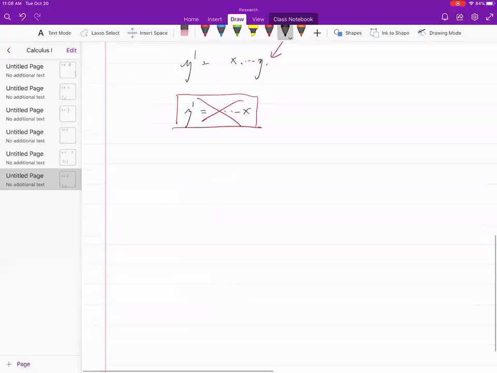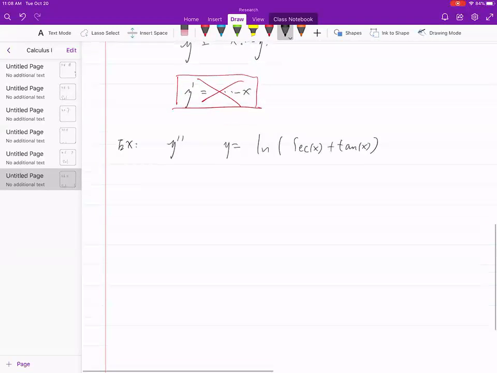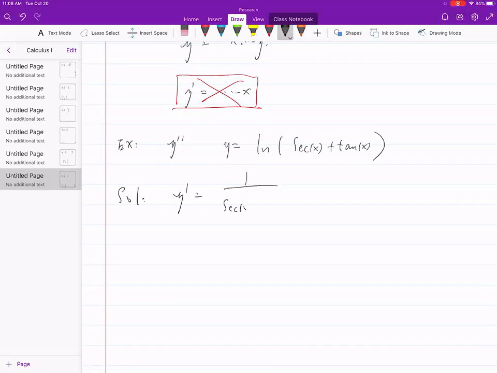However, I will give you an example like this. Find y prime prime of this. Okay, let's do it together. It's not too difficult. Y prime is 1 over this times the derivative of this.